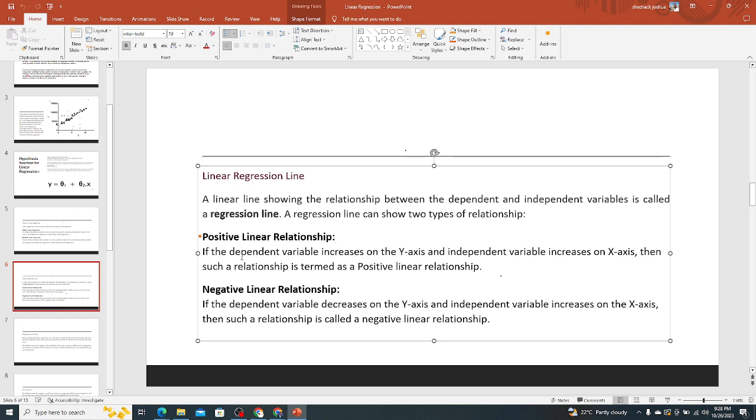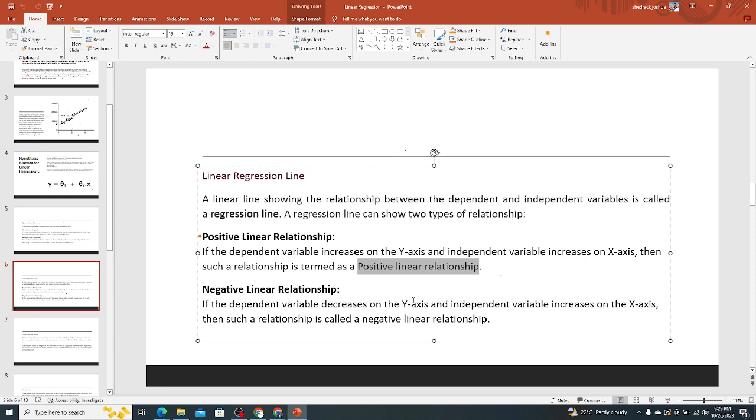If the dependent variable increases on the y-axis and the independent variable increases on the x-axis, then such a relationship is termed a positive linear relationship. Both variables are increasing. What about the negative linear relationship?